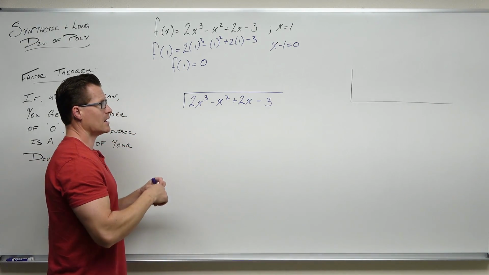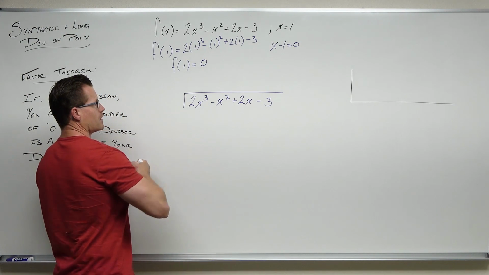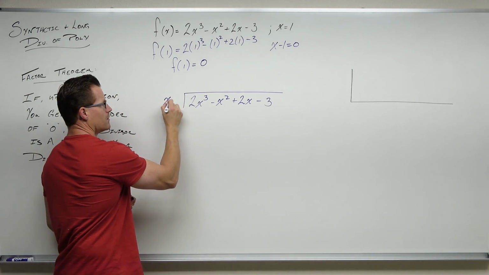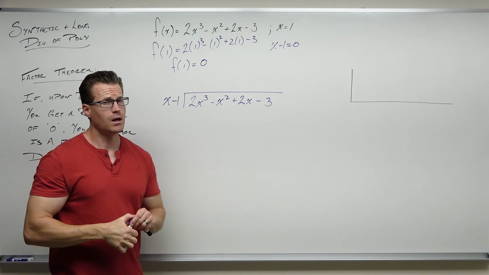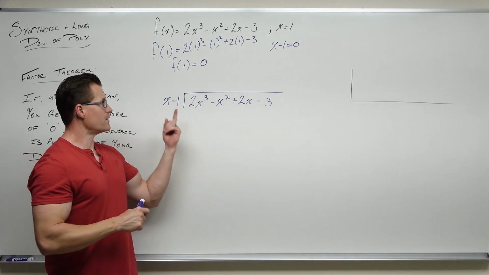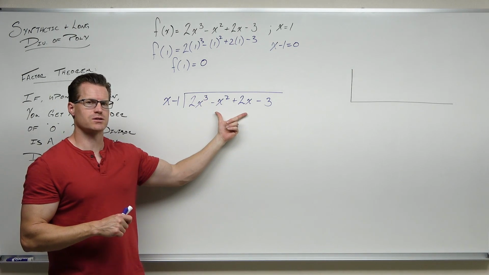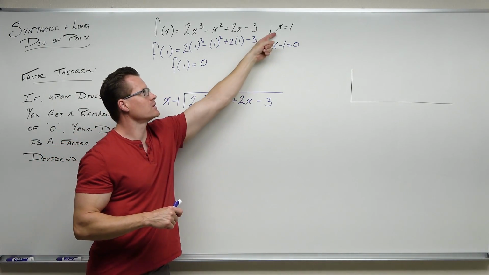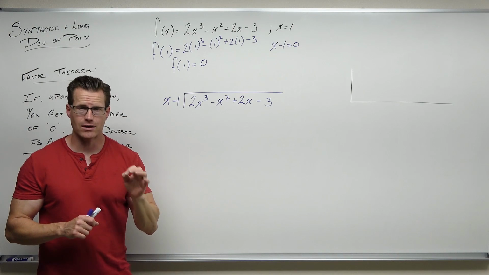So I'm going to go ahead, I'm going to write out my factor x minus 1. Now, please listen to something. I know for sure that this has to divide this already. Why? Because I plugged in the 1 and it gave me 0. It has to be a factor.